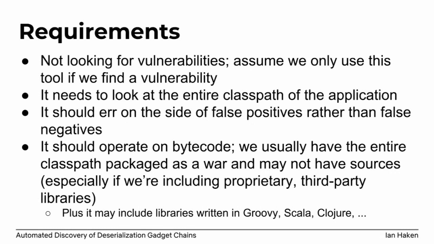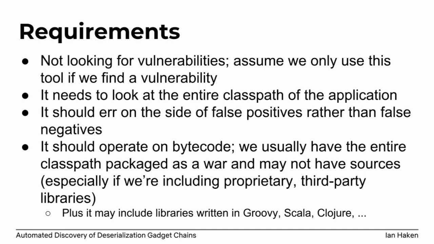But it needs to be able to look at the entire class path, so all the transitive dependencies I'm pulling in, and be able to tell me if there's any kind of gadget chain that potentially utilizes a bunch of those libraries. And it should operate on bytecode so that I don't have to understand Groovy and Clojure and Kotlin and any other JVM language that's been invented in the last few years.